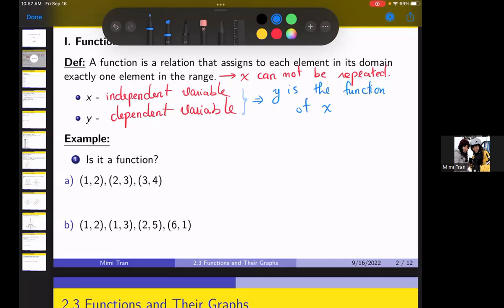What do you think? 1A? Yes, right. 1B? Because you have one twice.